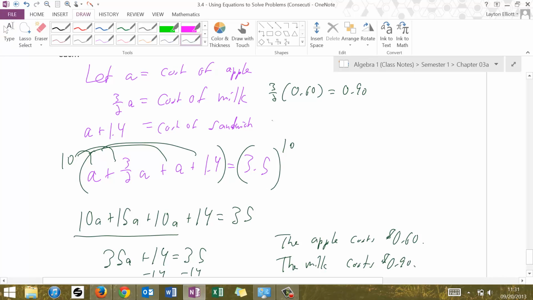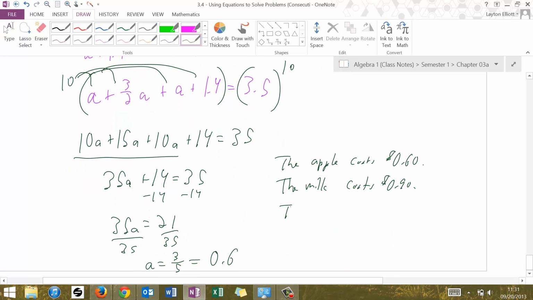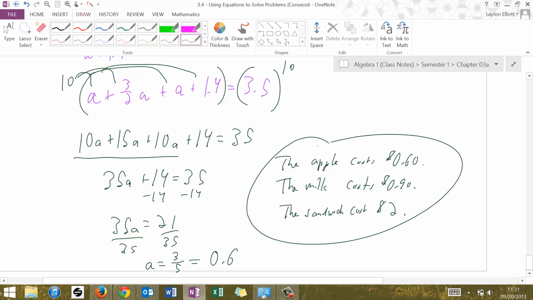And then 0.60 plus 1.4 is 2. The sandwich, apparently not in our line because it's like double that, costs $2. Done.